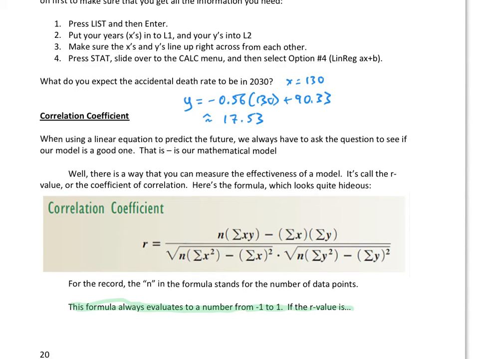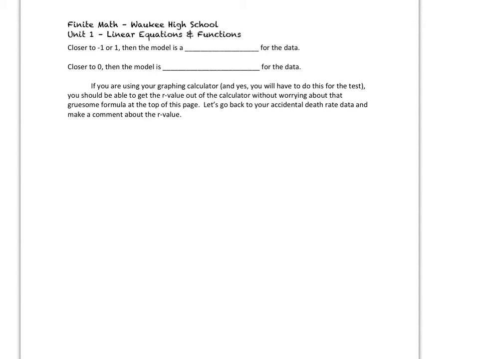Okay? So, going on to the next page here, if your R value is closer to -1 or +1, then the model is a good fit for the data. And closer to 0, the model is a poor fit for the data. And if I were to ask you to make a comment on whether or not the model is a good fit, you want to basically comment if it's a good fit or a poor fit based on the R value. Again, closer to 1 or -1 is good. Now, for our example with the accidental death rate there, the R value happens to be 0.93. Since that's pretty close to 1, it's probably a pretty good model for the data.